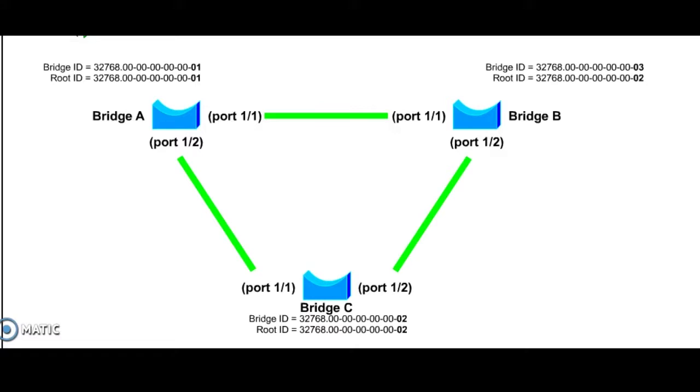Assuming that the next step is for bridge A to send the BPDUs towards bridges B and C, announcing itself as the root, let us see what happens. We observe that there is change in B and C's root IDs from 03 and 02 to 01 respectively, because 03 and 02 are greater than 01.